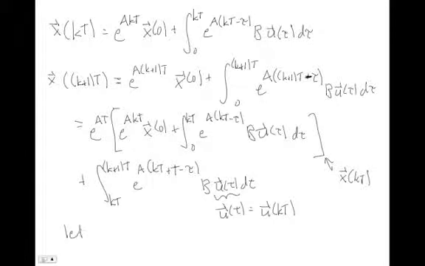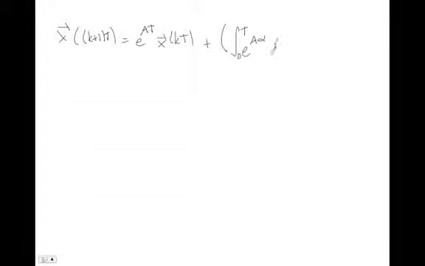The next thing we do, to make our math easier, is let this variable alpha equal kT plus T minus tau, to get rid of this complicated thing here. When you do that, what you get is a highly simplified equation. It looks like x evaluated at (k plus 1)T in time is equal to e to the A capital T times x at kT, plus the integral from 0 to T of e to the A alpha, d alpha. And that whole thing is multiplied by B u evaluated at kT.